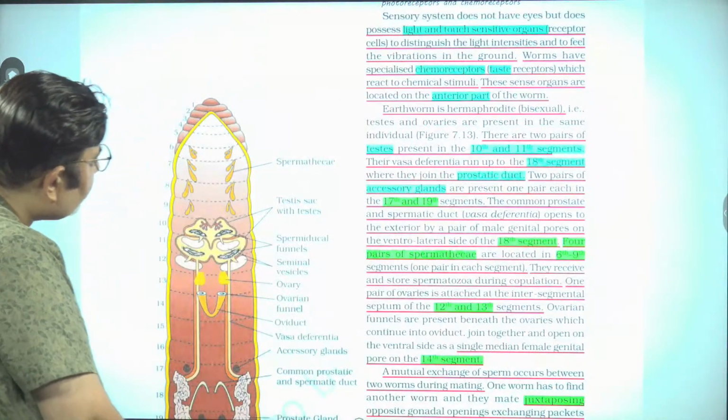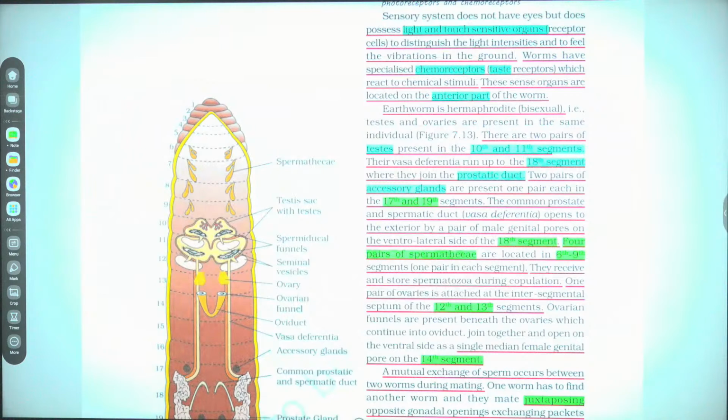There are two pairs of testes present in the 10th and 11th segment. Their vasa deferentia run up to the 18th segment, where they join the prostate gland. Two pairs of accessory glands are present, one pair each in the 17th and the 19th segment. The common prostatic and spermatic duct, vasa deferentia, open to the exterior by a pair of male genital pores on the ventrolateral side of the 18th segment.